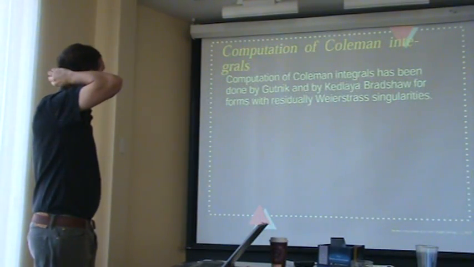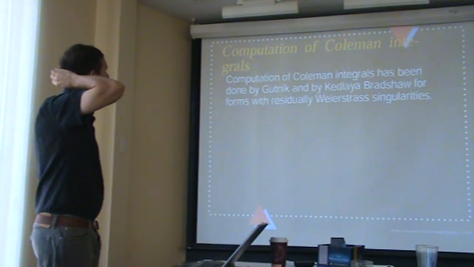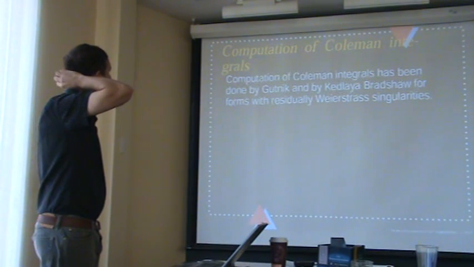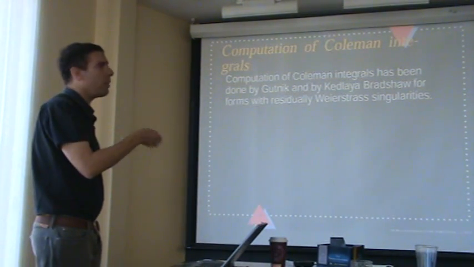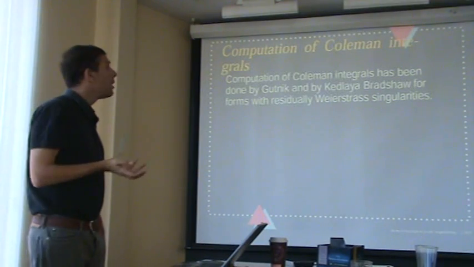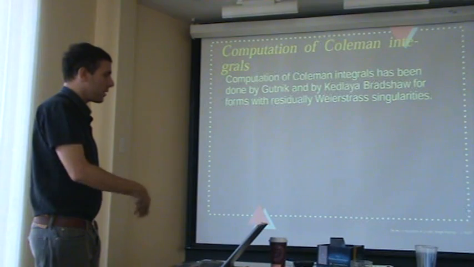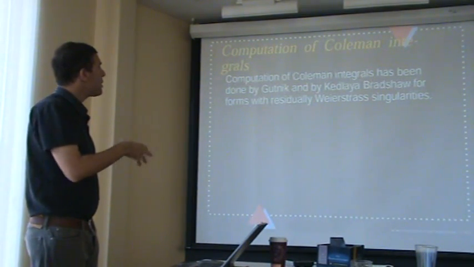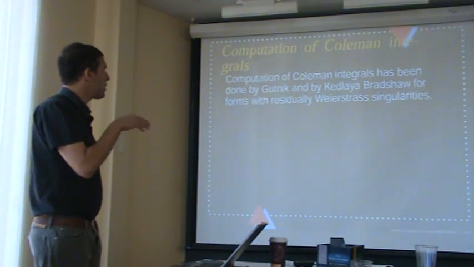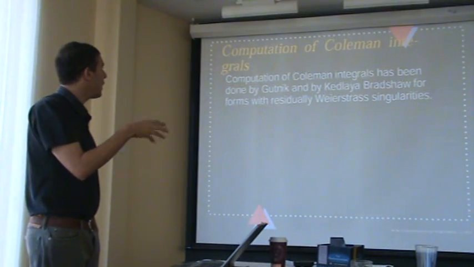But at least so far, it's only implemented in the case of forms on hyperelliptic curves with residually Weierstrass singularities, which means that all the singularities have to reduce to Weierstrass points. And the reason for that is that Kiran's algorithm works when you compute the cohomology of a rigid subspace, which is the one you get by removing all of these residually Weierstrass points.